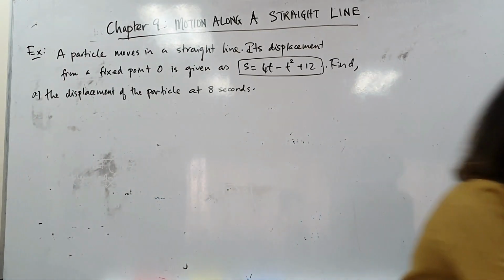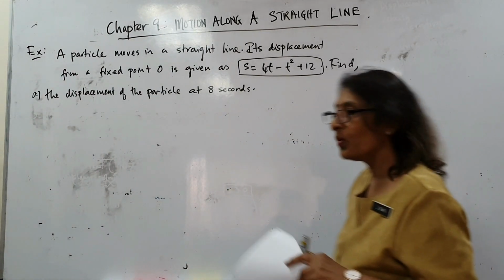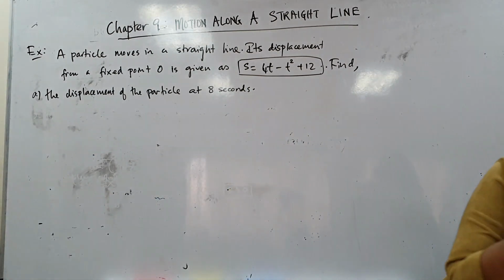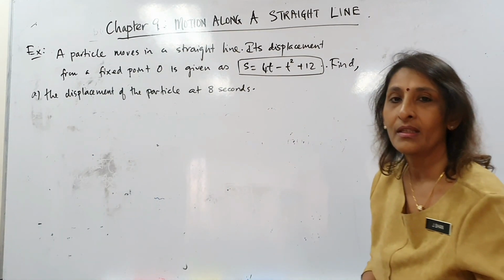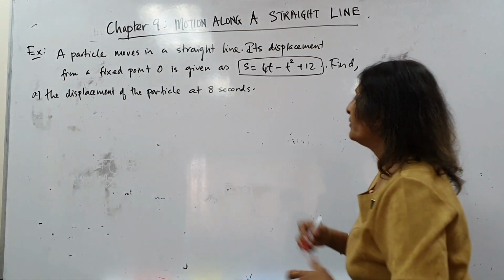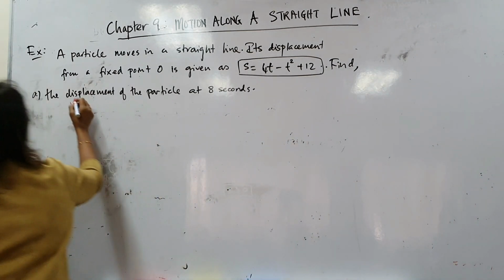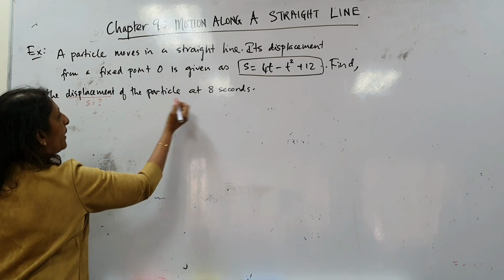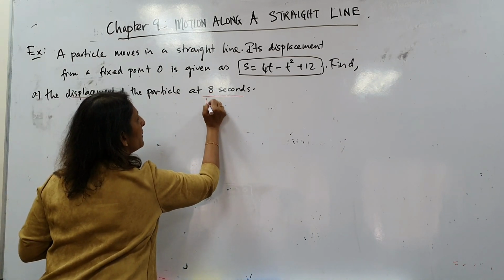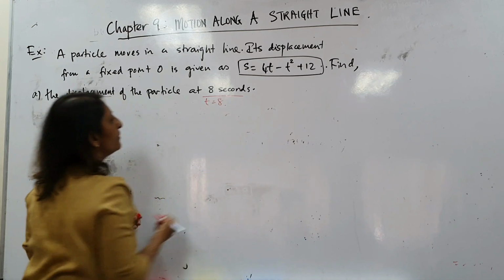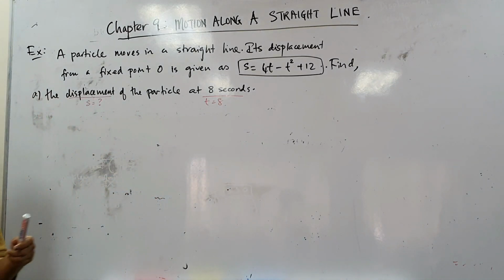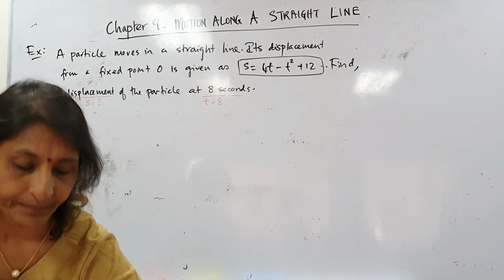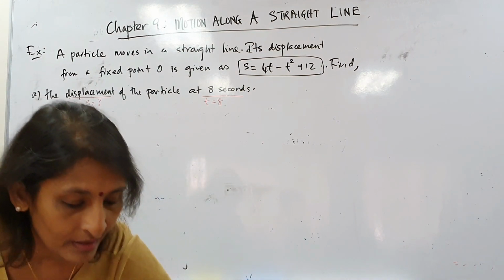When you read the question, you need to identify what is it you want to find and what is given. Two things, okay? What is given here in the question and what you want to find. Alright, first of all, you want to find the displacement. That means you want to find what is S at 8 seconds. This is given, that means when t is 8. Okay, so you need to identify first what you want to find and what is given in the question. Now we can do the question.